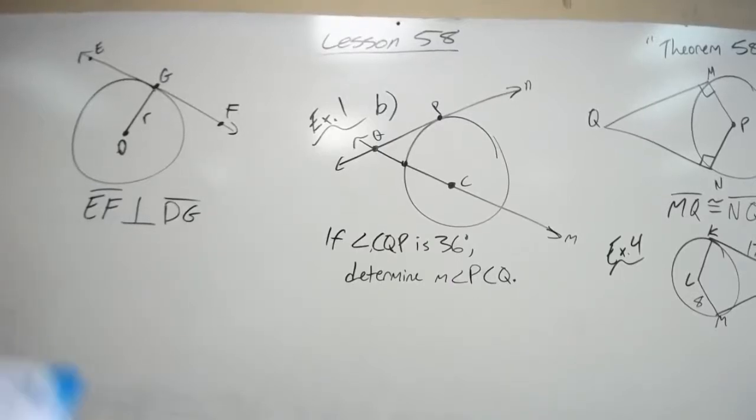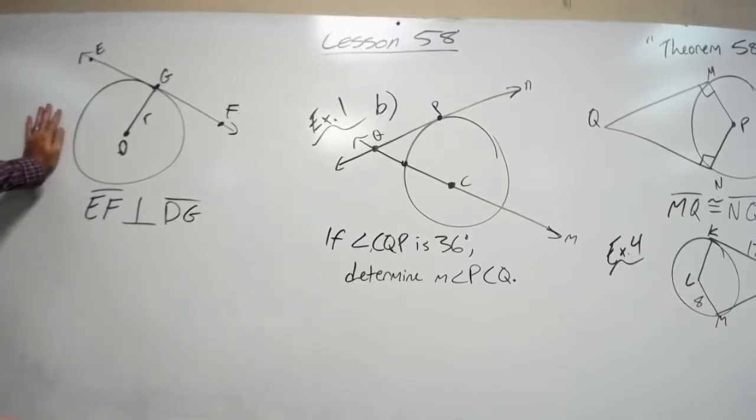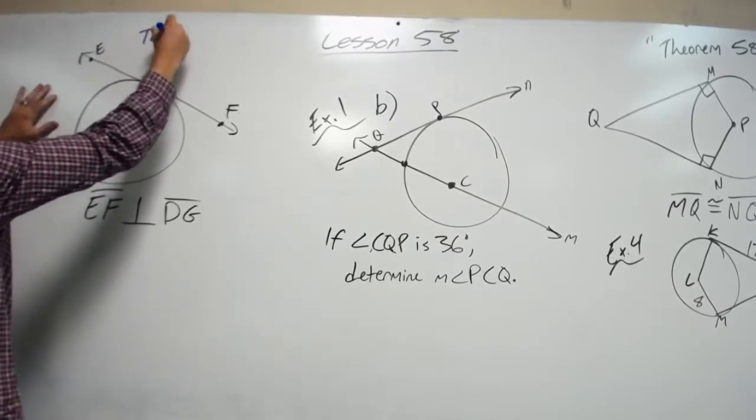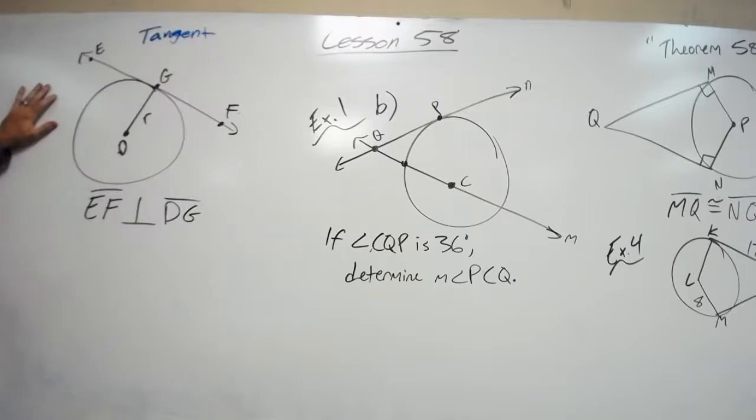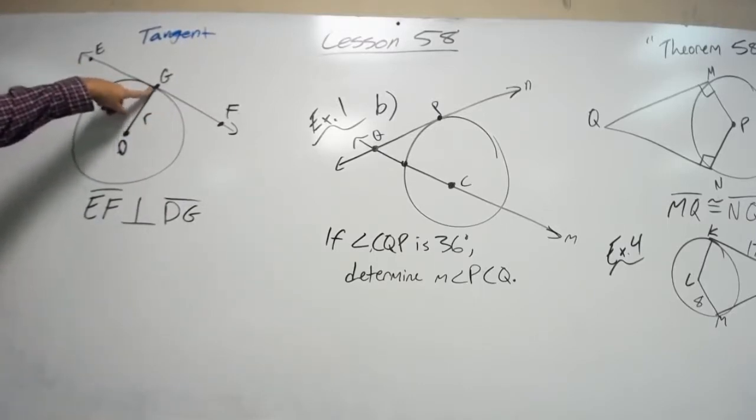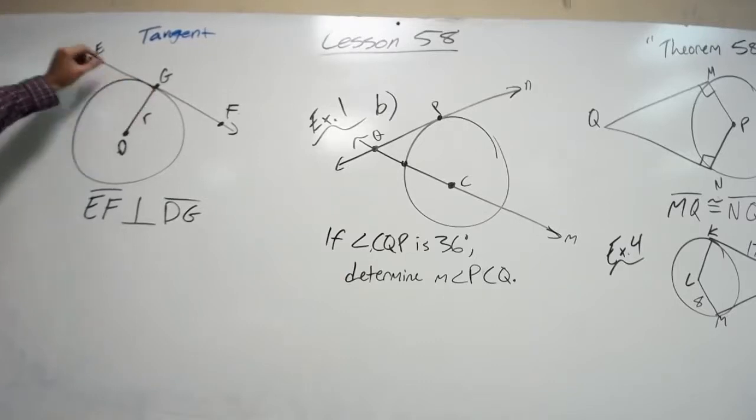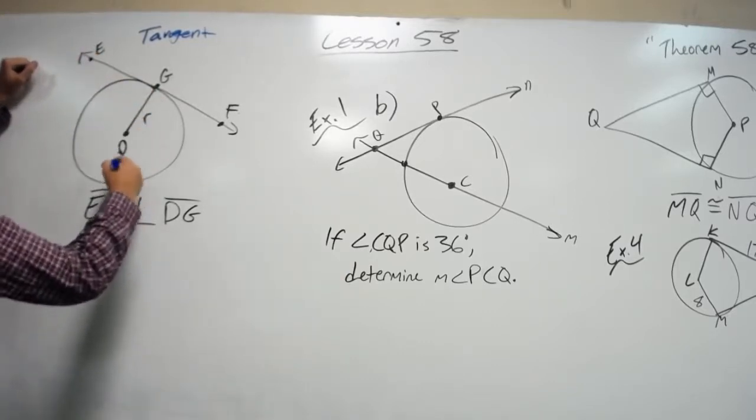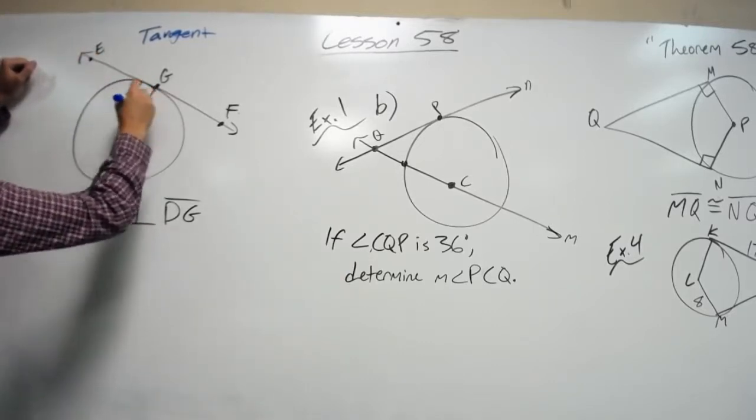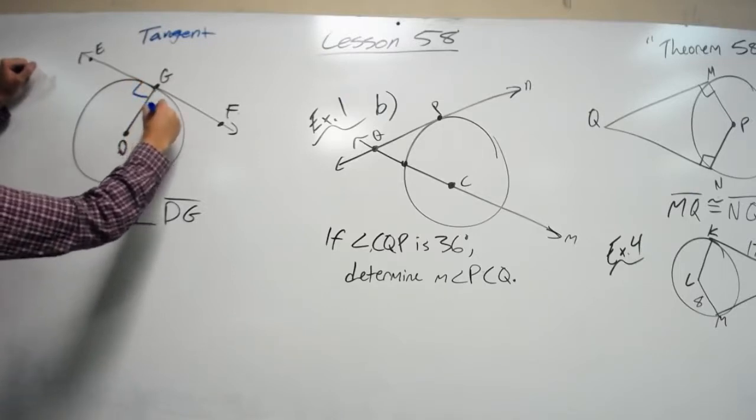Let's look at lesson 58, talking about tangents and circles. If you remember what a tangent is, we talked about this a few lessons ago. A tangent is a line exterior to the circle, but it intersects at one endpoint of the circle, and if it intersects with a radius, it creates a perpendicular line, but that is if this is a radius.